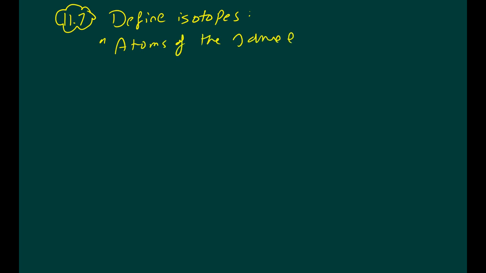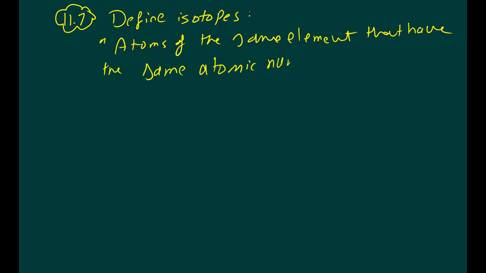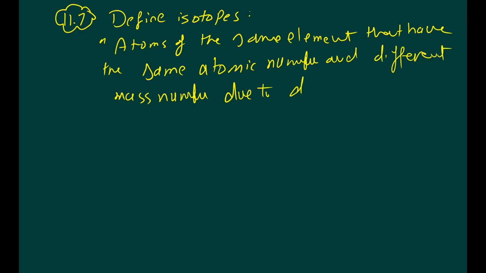In 11.7, you need to remember again what isotopes are. Isotopes are atoms of the same element that have the same atomic number and different mass number due to different numbers of neutrons.